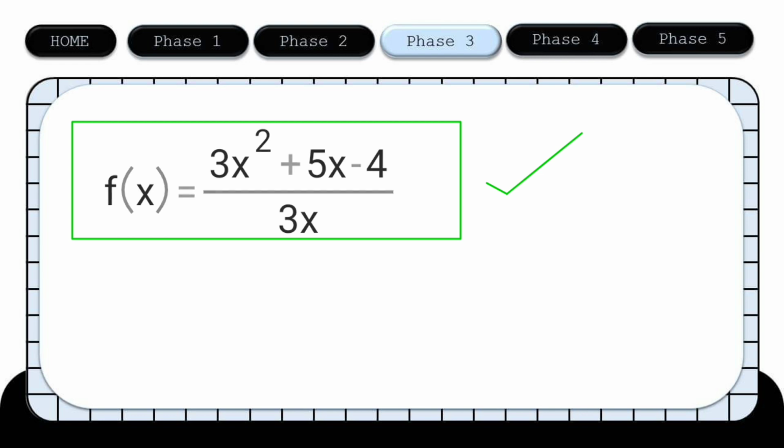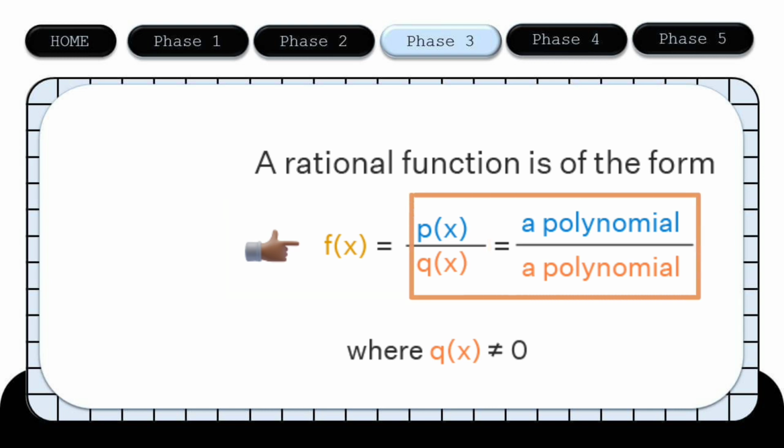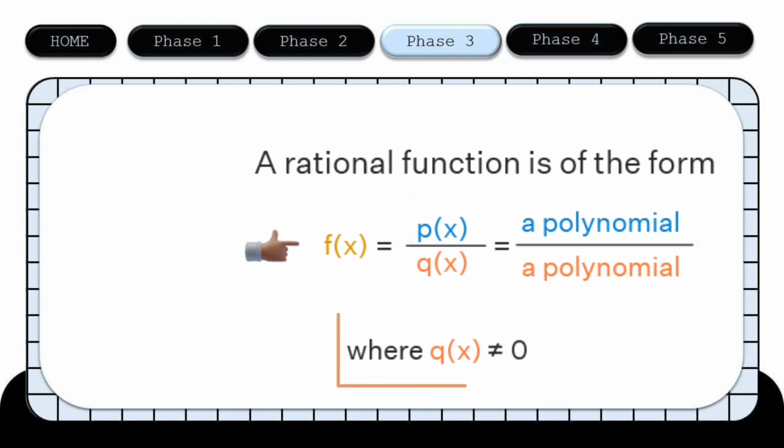And that's how we define a rational function. Rational function, it is a kind of function in the form of f of x is equal to p of x all over q of x, where p of x and q of x are polynomial functions, and q of x is not equal to 0 function.